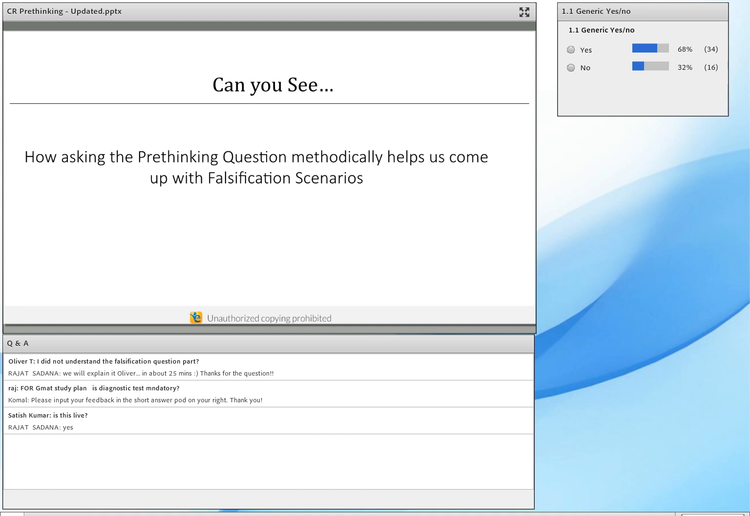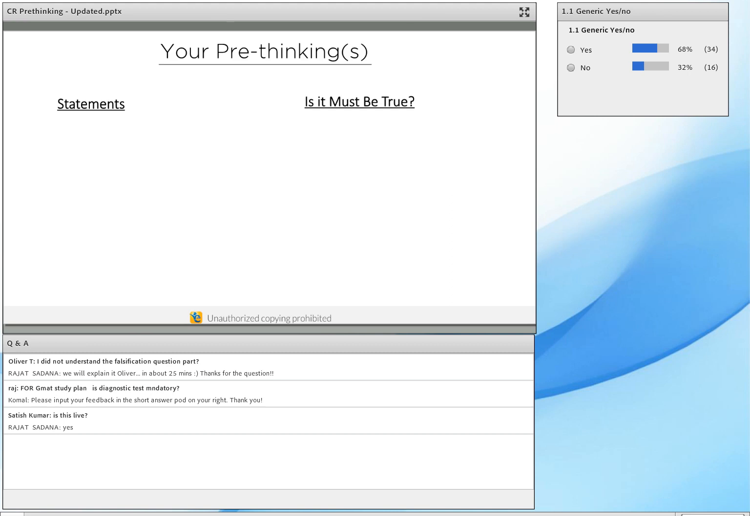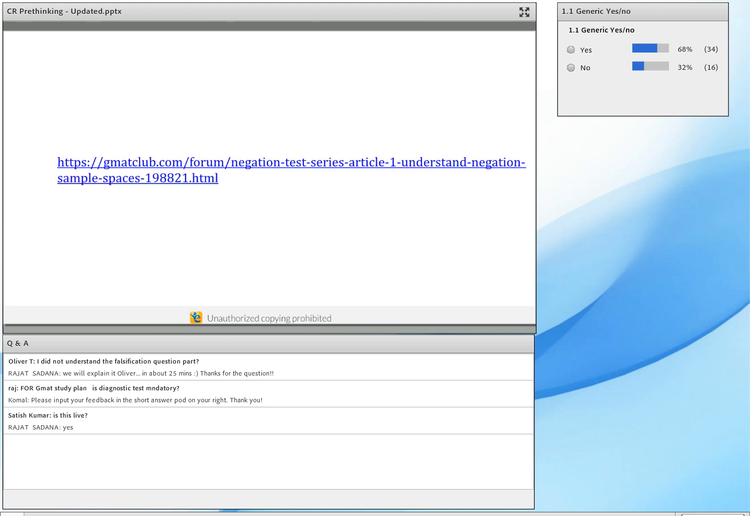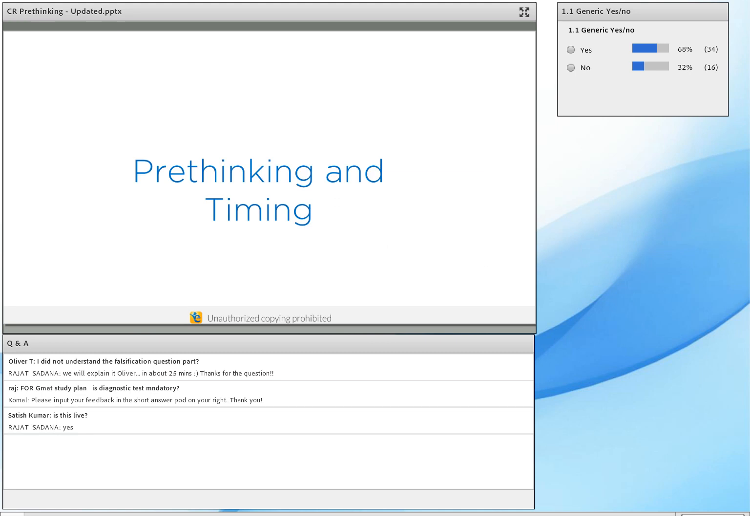So the thing that I want you to make sure you understand is if you formulate that pre-thinking question methodically, you come up with those falsification scenarios. When you come up with those falsification scenarios, you're golden. All right. So I'm going to give you one other question over here, but I think actually before that, let's just do this.